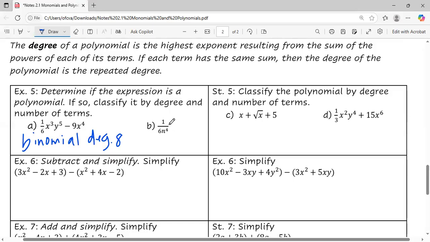So when you look at B, 1 over 6 n to the fourth. One of the things we cannot have if we're going to classify, I almost said sacrifice. Oh my God. I haven't had coffee, guys.